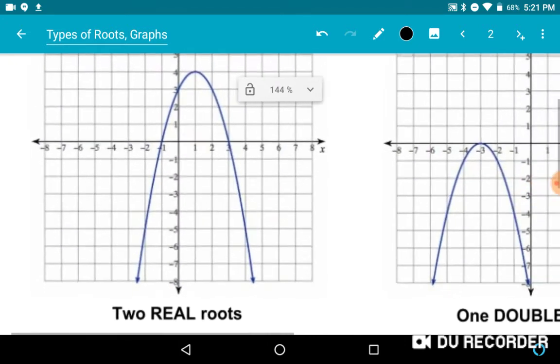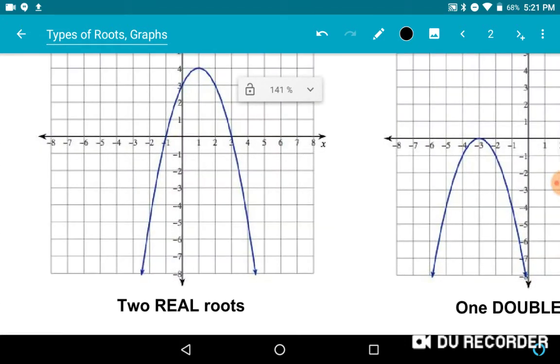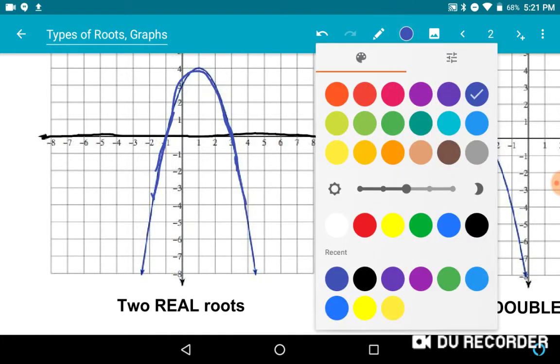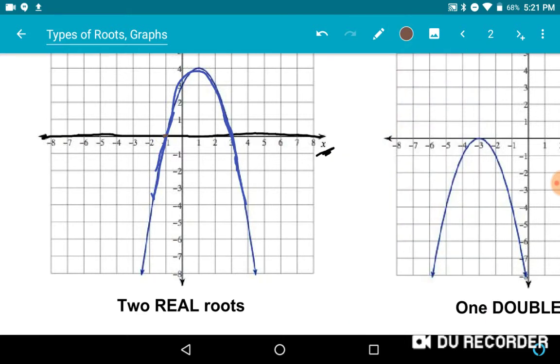So for example, in this first graph here, we have two real roots. We have a root where the actual blue graph touches the x-axis. So where does that happen? It happens right here. At -1, you have a root, and at 3, you have a root. That's two real roots. 1, 2 real roots.